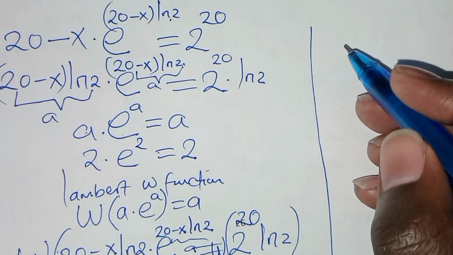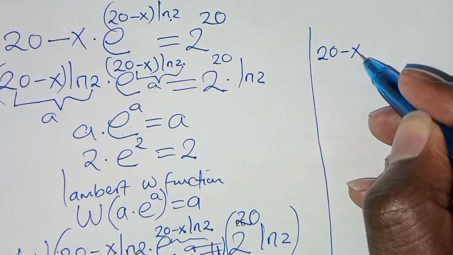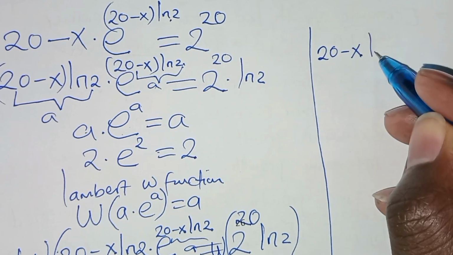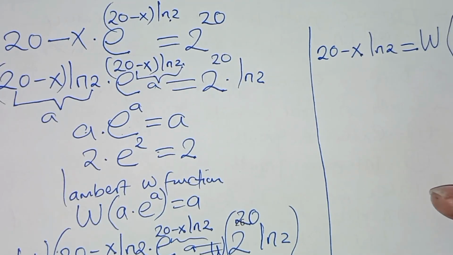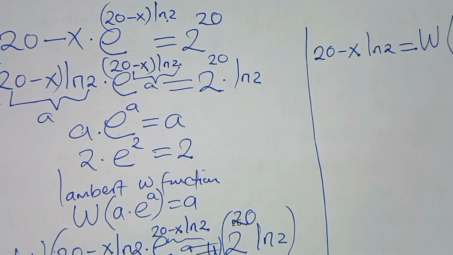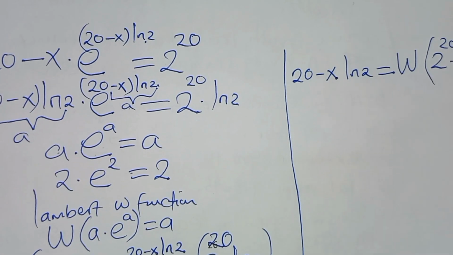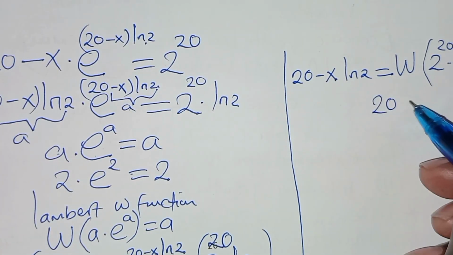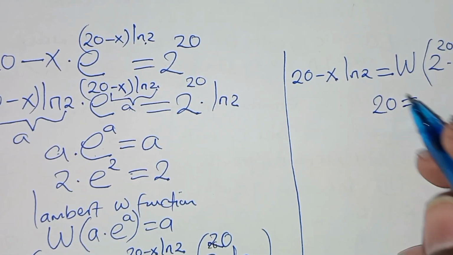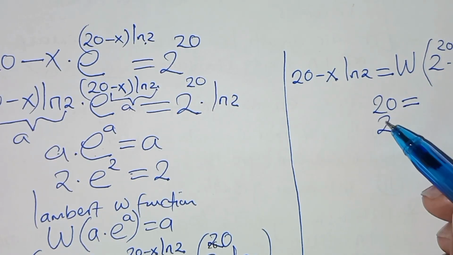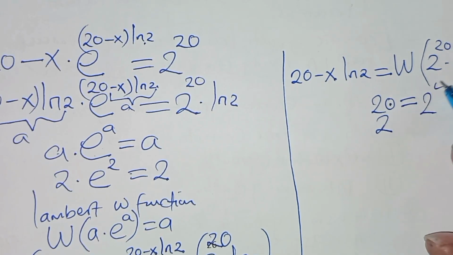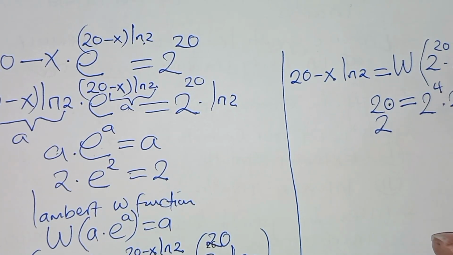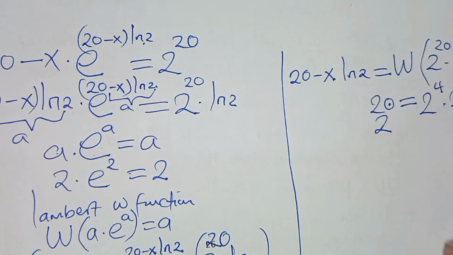On the left hand side, we have 20 subtract x, natural log of 2. And on the right hand side, we have the W function of 2 to the power of 20 multiplied by ln of 2. Now, we can express 2 to the power of 20 as 2 to the power of 4 multiplied by 2 to the power of 16. Now, let's substitute this.